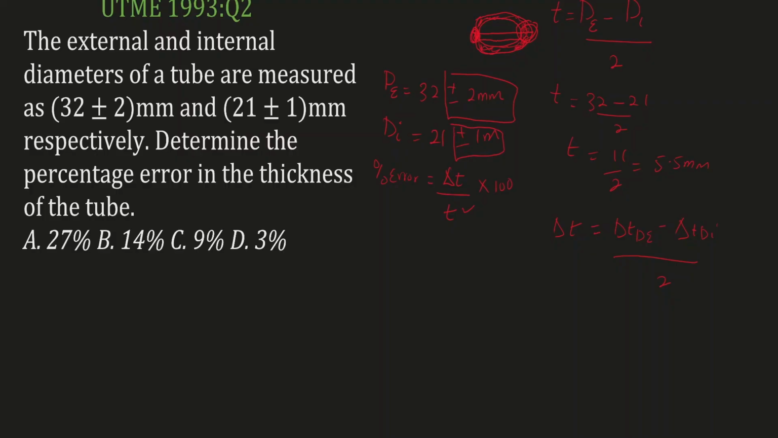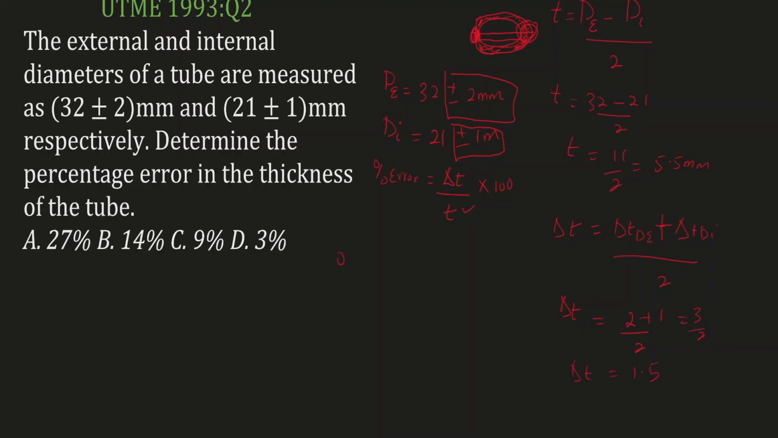All right. But take note, when you're dealing with absolute error, actually absolute error is addition. Take note that absolute errors are added, not subtracted. Pardon me. So the absolute error in thickness is going to equal 2 plus 1 over 2. So 2 plus 1 over 2 is 3 over 2, which is 1.5. So absolute error is 1.5.